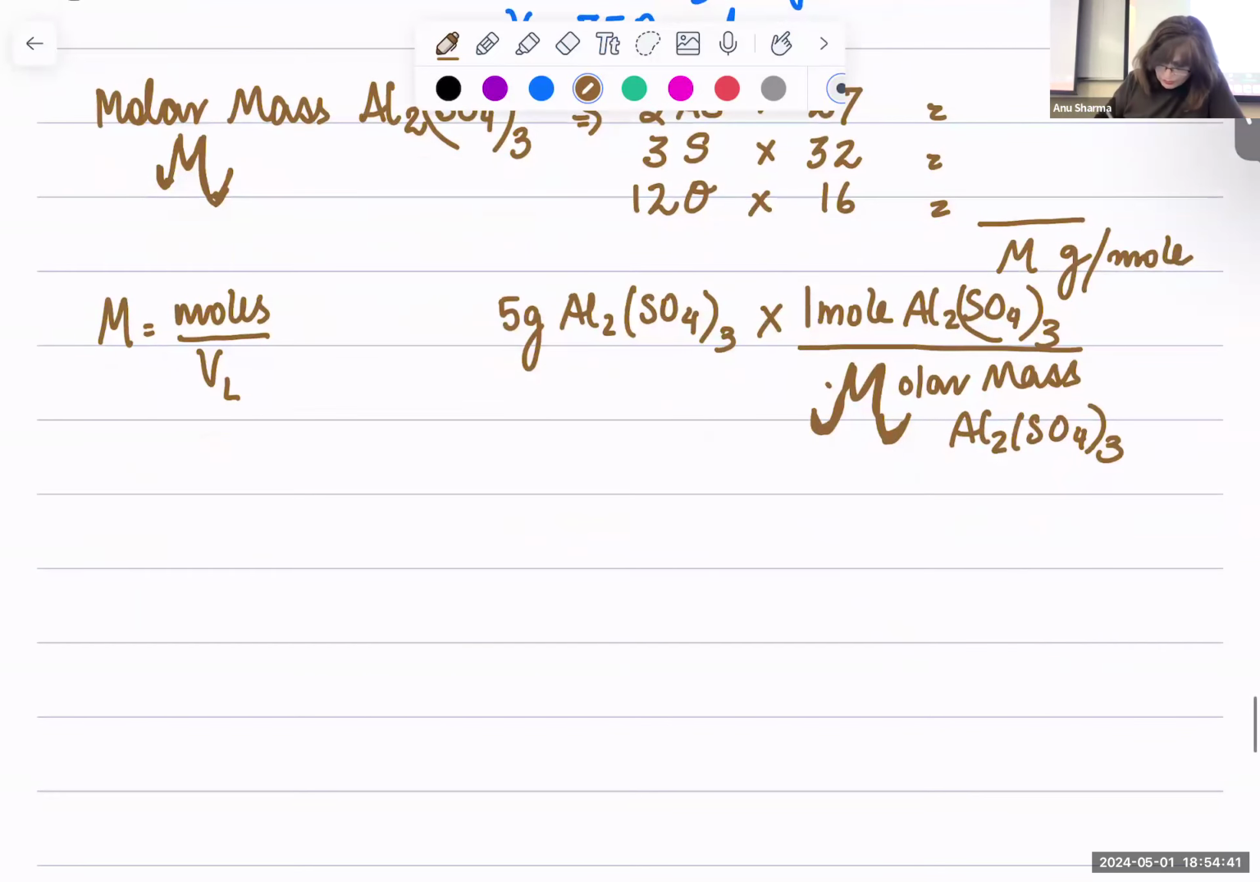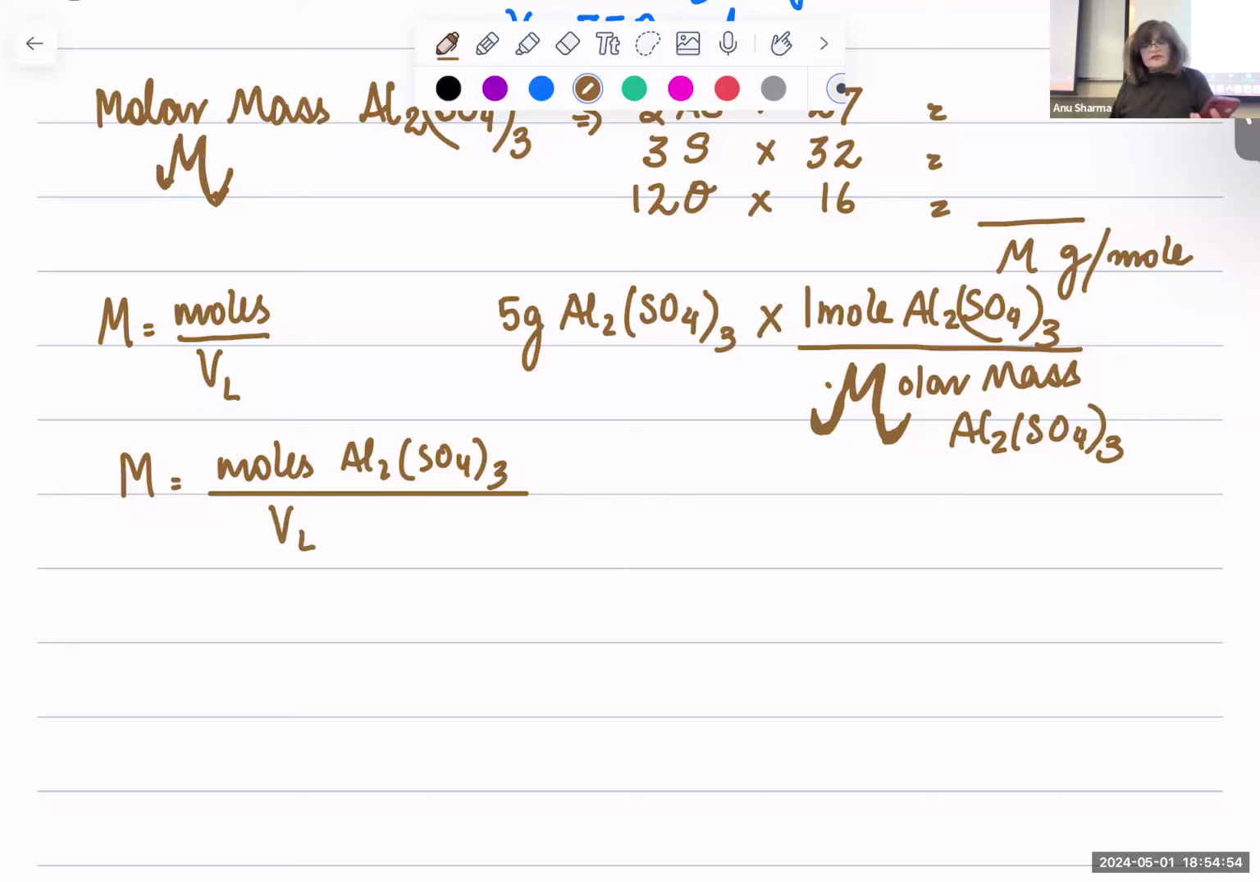So molarity M is equal to the moles of Al2(SO4)3 divided by the volume in liters you just now calculated. And that will give you the molarity. Okay, so that many questions.